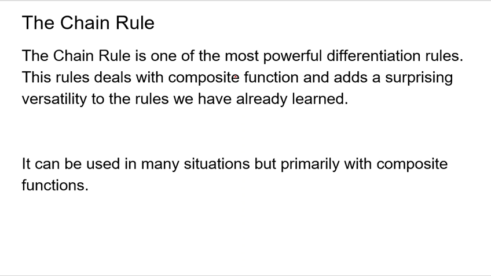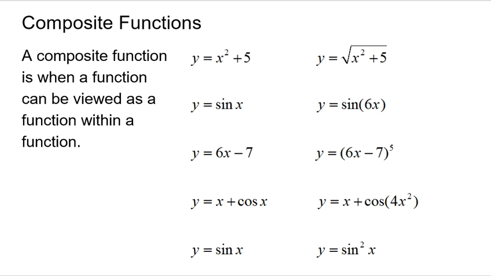This rule deals with composite functions and adds a surprising versatility to the rules that we've already learned. It can be used in many situations, but primarily with composite functions. So before we talk about the chain rule, we should probably talk about what a composite function is. A composite function is when a function can be viewed as a function within a function. So here are some examples.